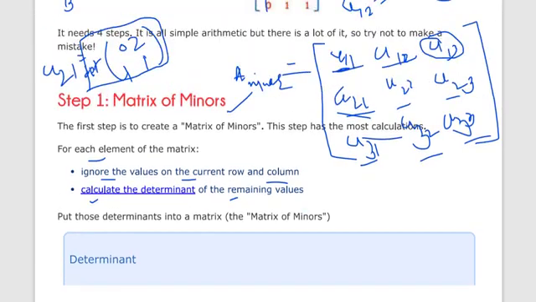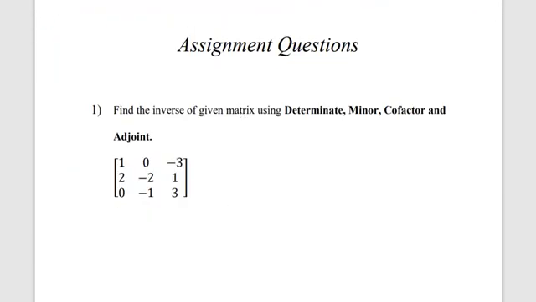So now this is your assignment. You have to solve this matrix and find the inverse of the matrix using determinant, minor, cofactor, and adjoint. You have to write step by step in a book, then scan it and upload it in the application. So here our topic, inverse of matrix by two different methods, is completed.